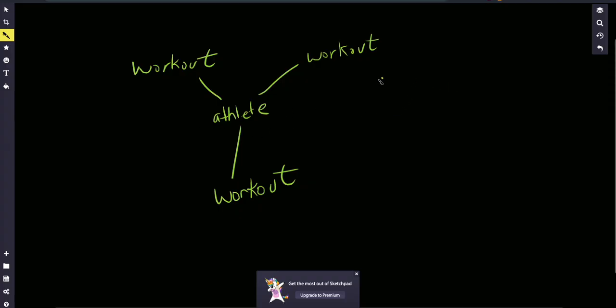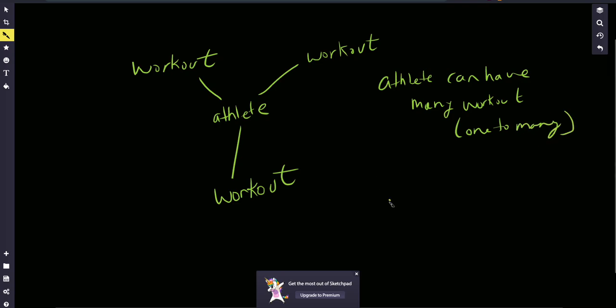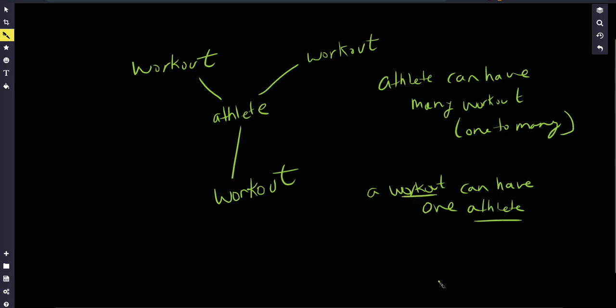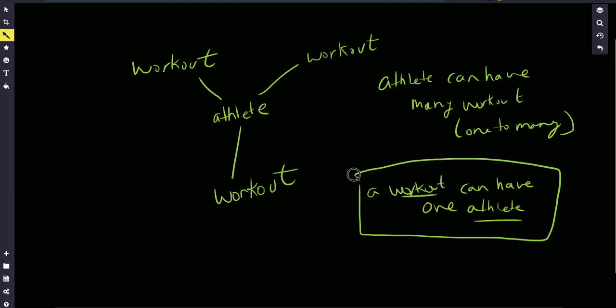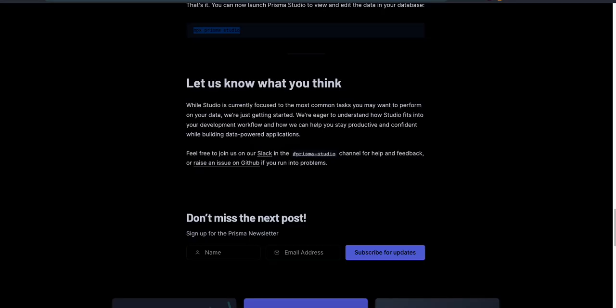So it's a one-to-many relationship between workout and athlete. Basically, an athlete can have many workouts, one to many. And a workout can have one athlete. So one workout can only have one athlete. So, anyway, that's how this is.